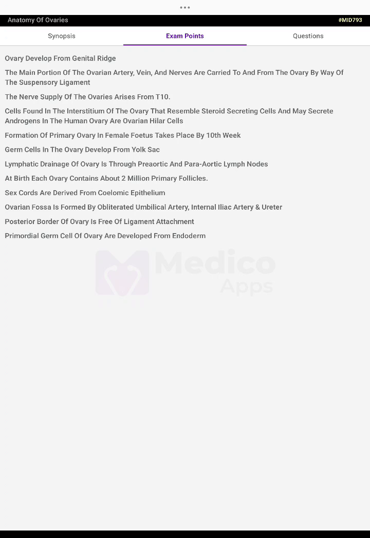Cells found in the interstitium of the ovary resemble steroid-secreting cells and may secrete androgen in the human ovary. These are the ovarian hilus cells.